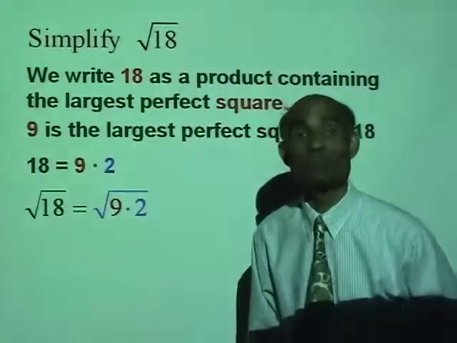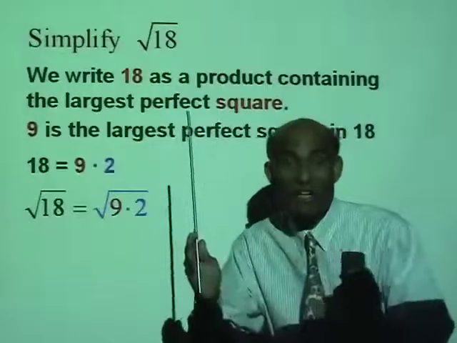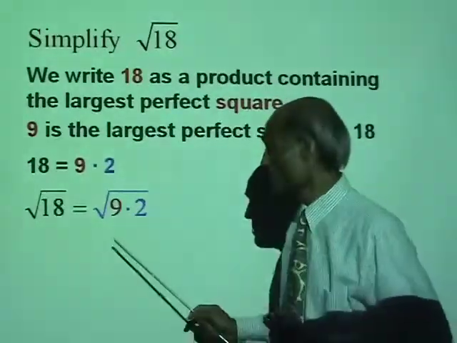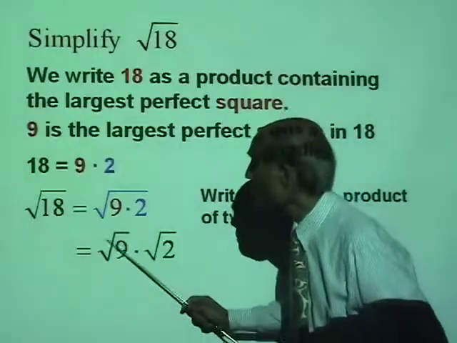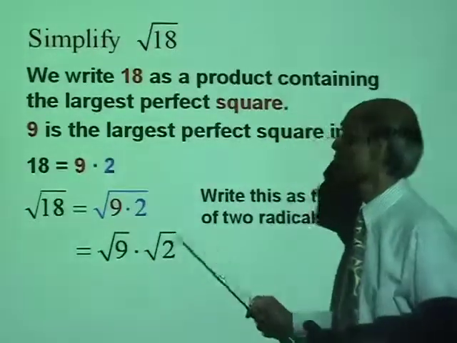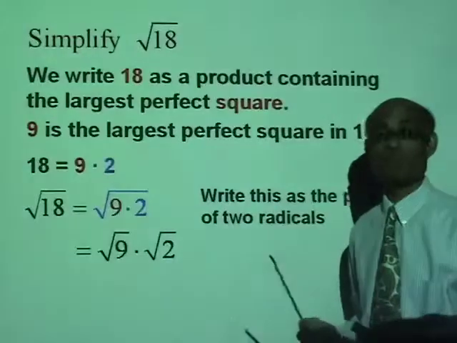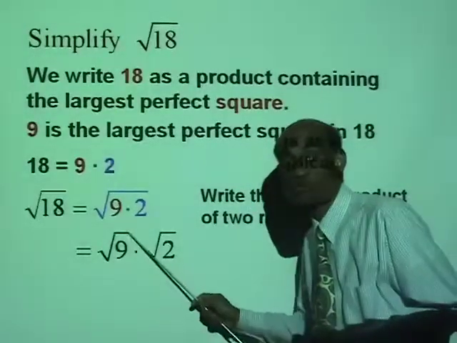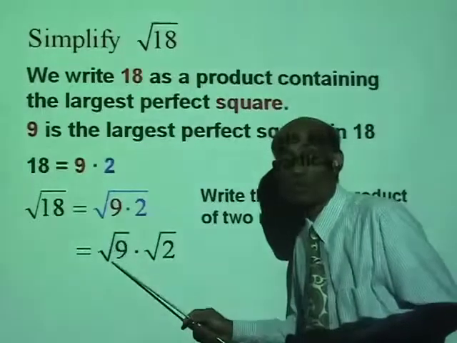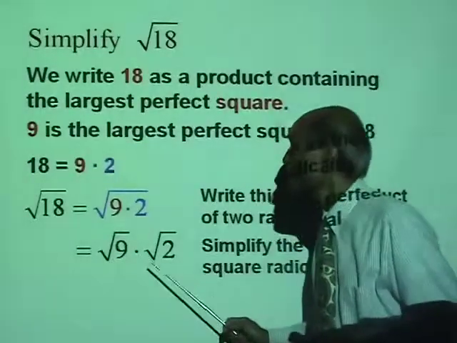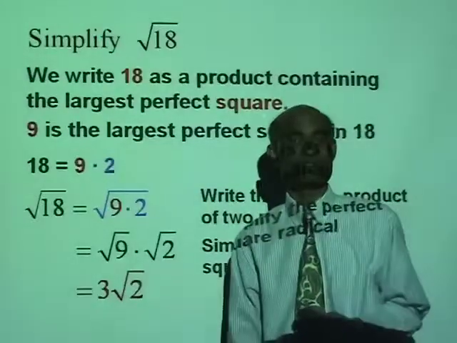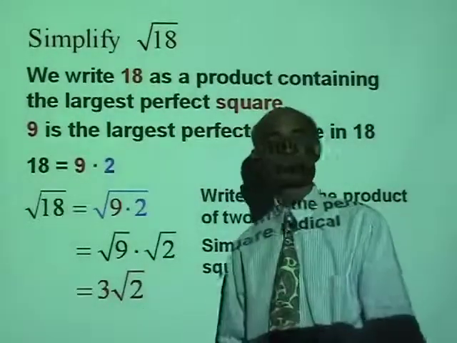What is the next step? Separate that into two radicals by using the product rule. So that will be square root 9 times square root 2. And now simplify the perfect square radical. Square root 9 is 3. So that will be 3 times square root 2, or 3 square root 2.